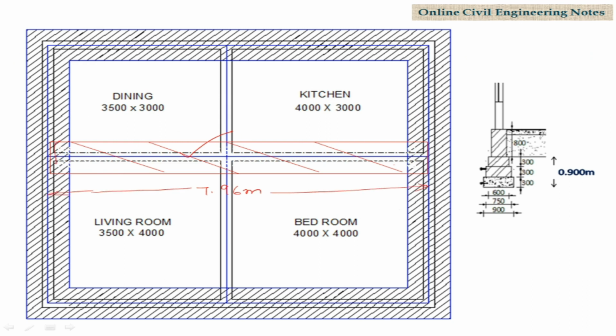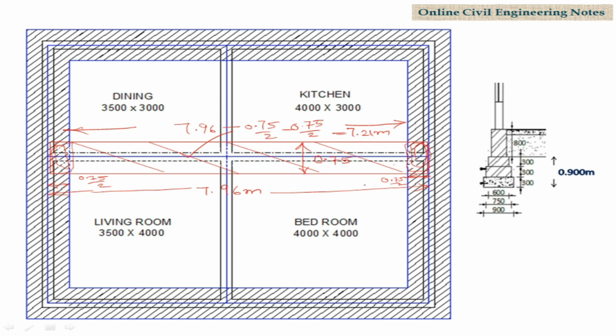But a small portion of brickwork is already calculated on both sides. We have to deduct those portions. So this is half of 0.75, 0.75 by 2. This is also 0.75 by 2. This length is 7.96 minus 0.75 by 2 minus 0.75 by 2, 7.21 meters. The width of brick masonry for first footing is 0.75.